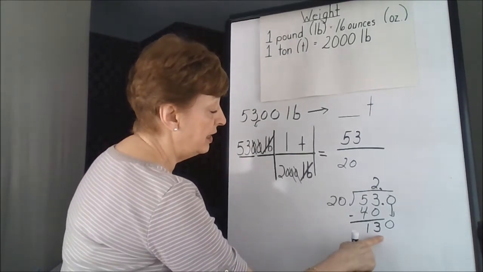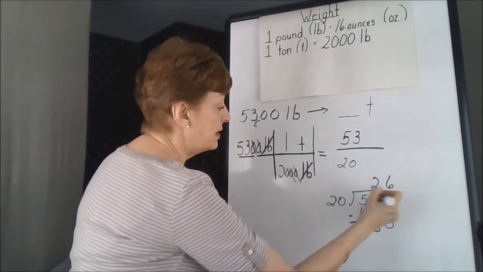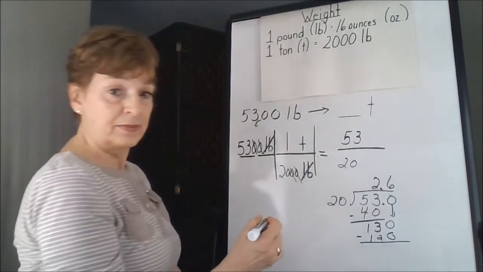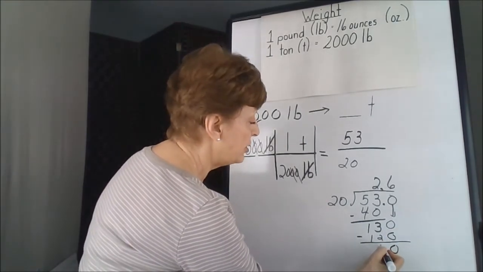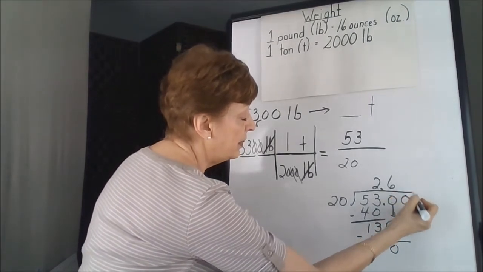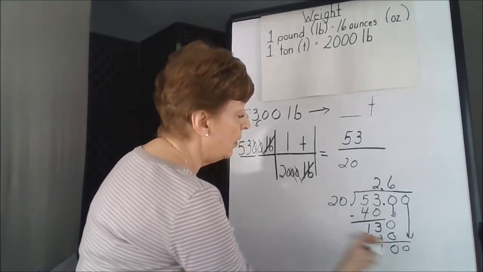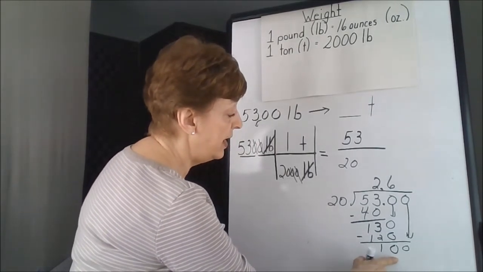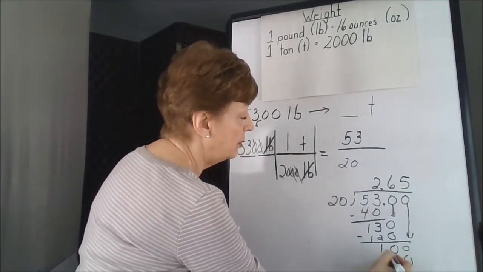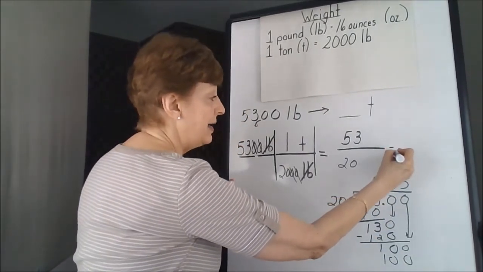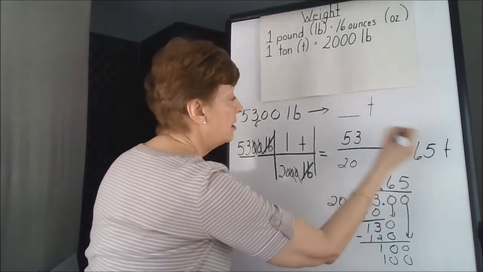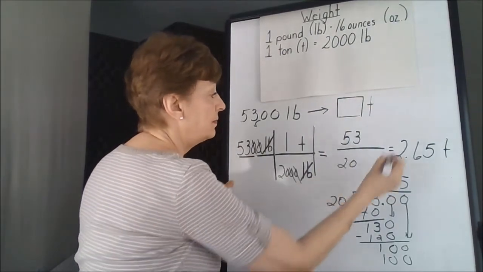2 goes into 13 6 times. 6 times 0, 6 times 2. Our subtraction. 20 doesn't go into 10. We'll just add another 0 here, and we need another place value. 20 goes into 100. Okay, so 2 goes into 10 5 times. 5 times 0, 5 times 2. So our answer is 2.65 tons. That's what would go in this box.